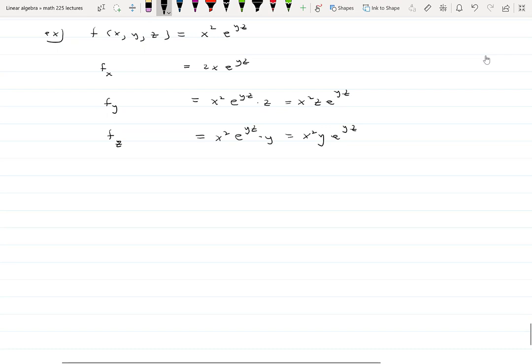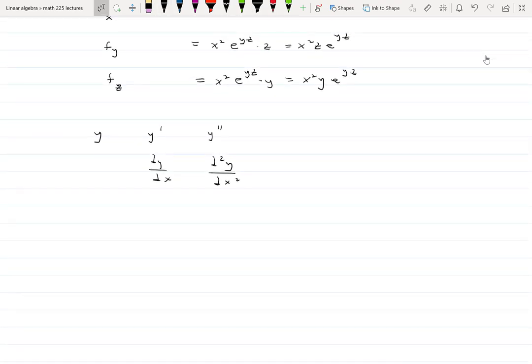Okay. Now, remember in Calc 1, we started out with y. Then we found y prime or dy dx. But y prime was also a function of x. So we could take another derivative. And we could use the d notation to get d squared y over dx squared. And we can continue going with y triple prime, y fourth prime, etc. Okay. What about functions of more than one variable?